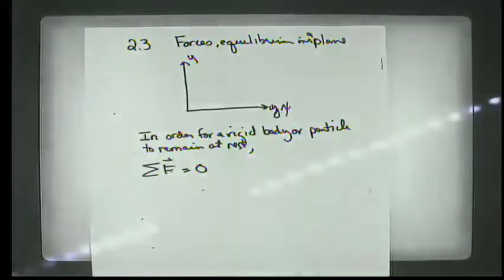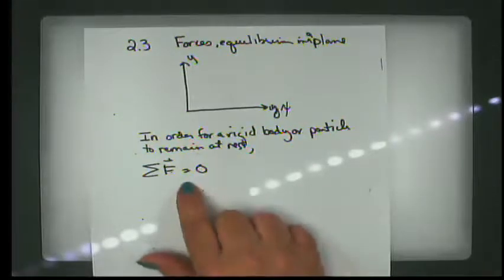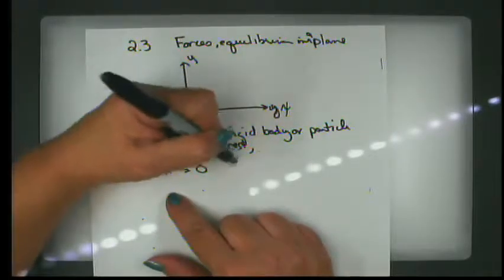So in other words, if the sum of the forces is equal to something other than 0, the particle is going to move. And so this is the condition for static equilibrium.